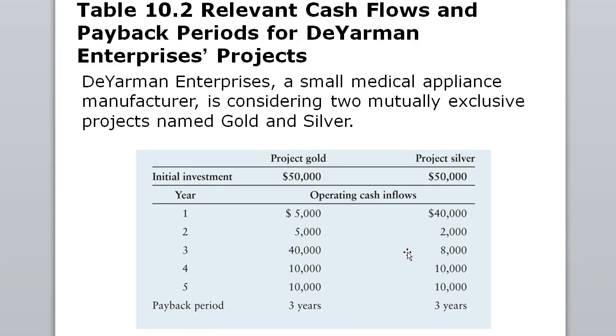This is a little different than the first project here, because with the first project, the cash flows in later years are identical, but the earlier cash flows are timed differently. So in this project, the total amount of cash you're getting is equal, 70,000 here and 70,000 here, but here you're getting the cash flows sooner rather than later. So even though they're equal, project silver is better.